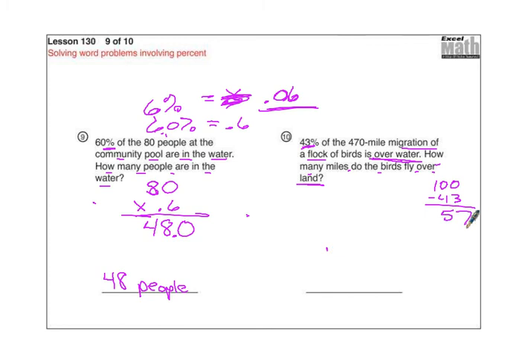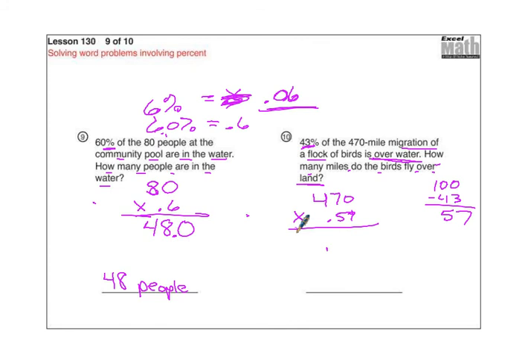Oh, some kids know how to do their subtraction. That's good. 57. So we're going to do 470 times what? 0.57. Good. All right, this is going to take us a few more steps.